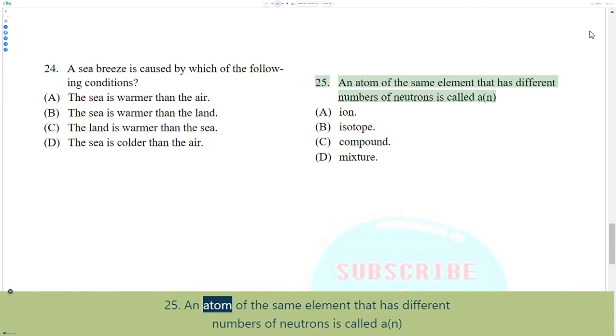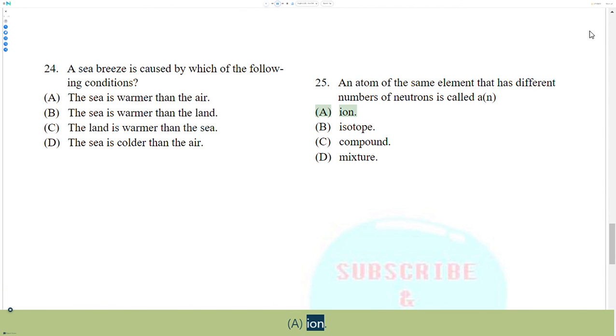25. An atom of the same element that has different numbers of neutrons is called an: A. Ion. B. Isotope. C. Compound. D. Mixture.